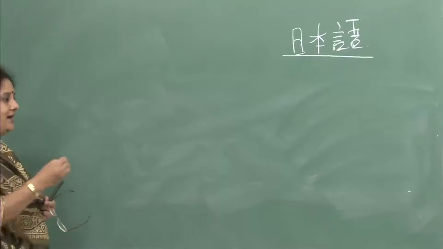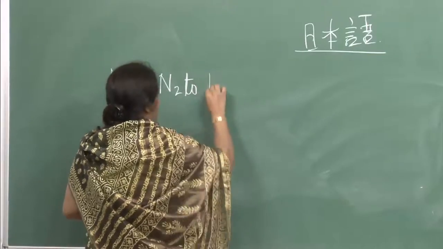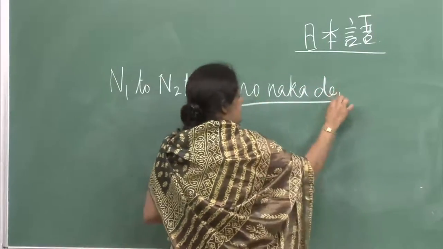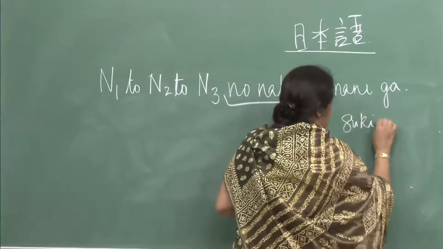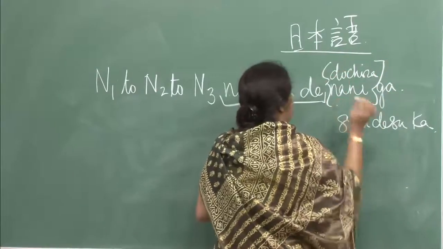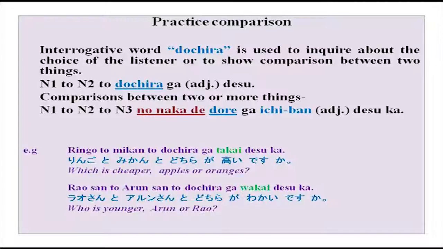Now, if you have a group, you have different things over here. So, noun 1 to, noun 2 to, noun 3 no naka de, within this set, no naka de nani ga suki desu ka, or dochira, which one, dochira ga suki desu ka, dochira ga yasui desu ka, dochira ga takai desu ka. As is given over here, noun 1 to, noun 2 to, noun 3 no naka de dore ga, dochira ga, nani ga suki desu ka, nani ga kirai desu ka, nani ga omoshiroi desu ka. So, you can again tell your choice in this manner.